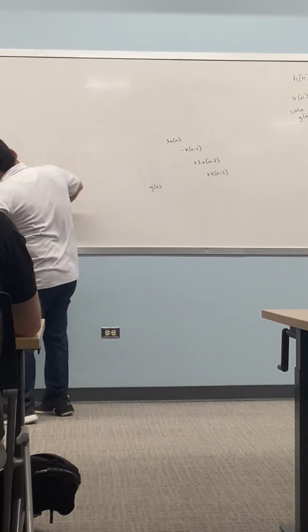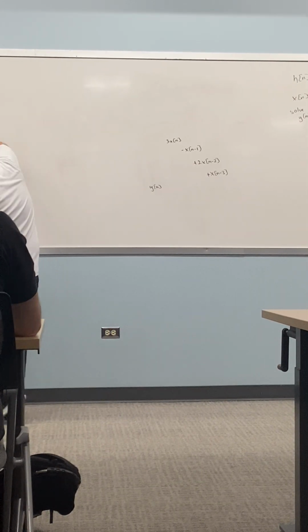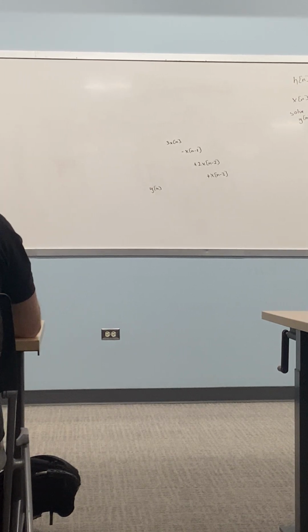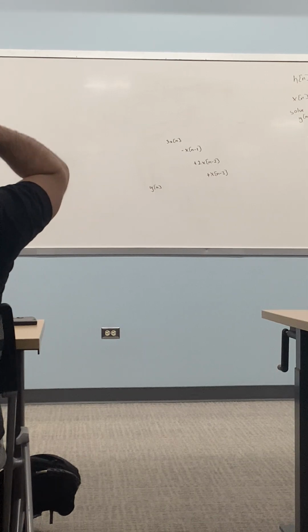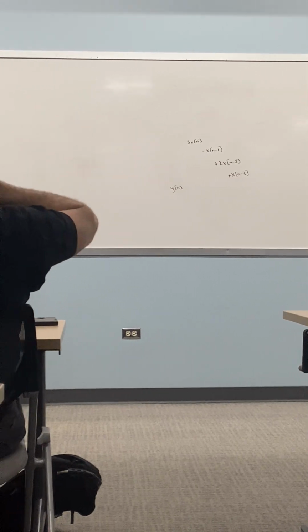And the way you do that, I asked you, let's say on the exam, I gave you this very arbitrary h of n, a very arbitrary x of n, and I said, solve for y of n. This is how I would do it, because there's another way to do it, and I'll show you, but I hate it. Okay. What I would do is I would set up a table.